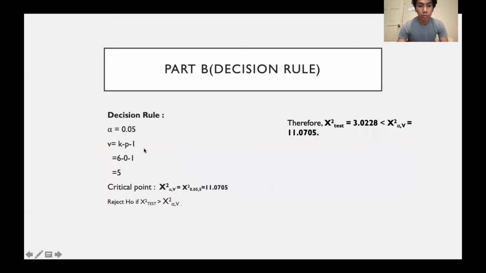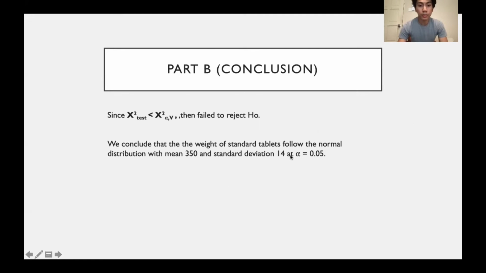And then by the decision rule, alpha significance level 0.05, v, k is 6 because the row becomes 6, and based on the critical point from the book, I get 11.0705. So the condition is I will reject the hypothesis if the test value is more than the critical point. However, because the test value is less than the critical point, I fail to reject H naught.